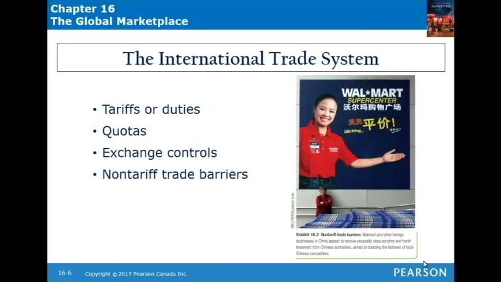The international trade system: tariffs or duties, quotas, exchange controls, non-tariff trade barriers. Exhibit 16.2. Non-tariff trade barriers. Walmart and other foreign businesses in China appear to receive unusually close scrutiny and harsh treatment from Chinese authorities, aimed at boosting the fortunes of local Chinese competitors. And there's Walmart there. It says 沃尔玛购物广场, so it's Walmart Supercenter. 天天平价, so low prices every day.